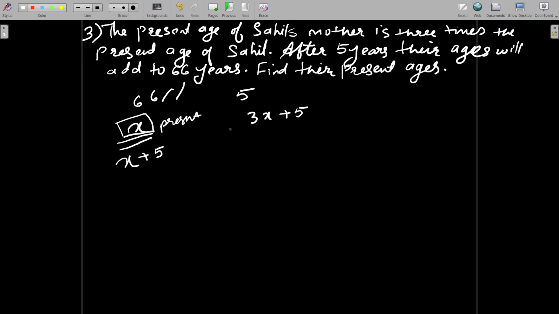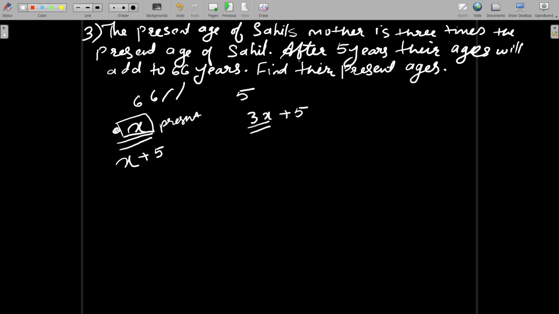Let's see once again. What is said is that the present age of Sahil's mother is 3 times the present age of Sahil. So do we know Sahil's age here? We don't know Sahil's age. So when we don't know it, we say that Sahil's age, let it be x, right? Now if Sahil's age is x, then the mother's age is 3 times the present age of Sahil. So 3 times the present age of Sahil will be how much? It is 3x, right? Why? Because if it is x for Sahil, 3 times will be 3x.